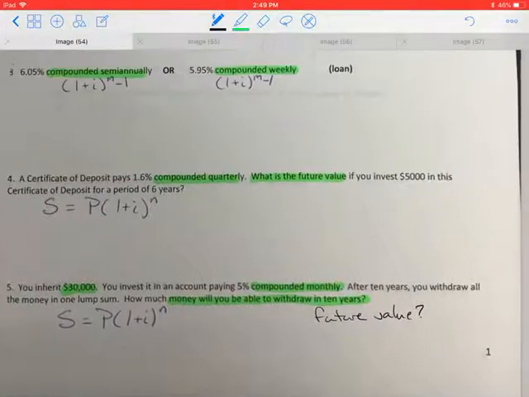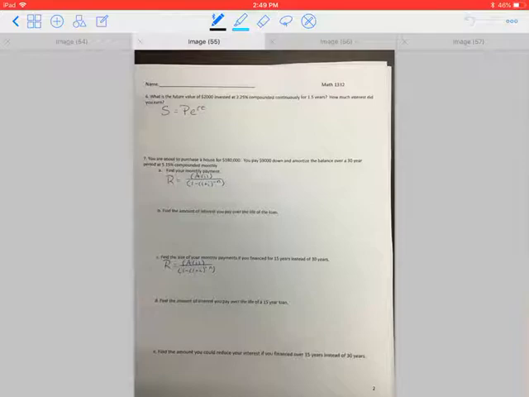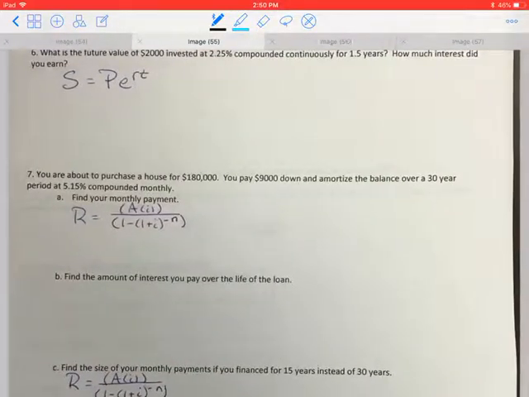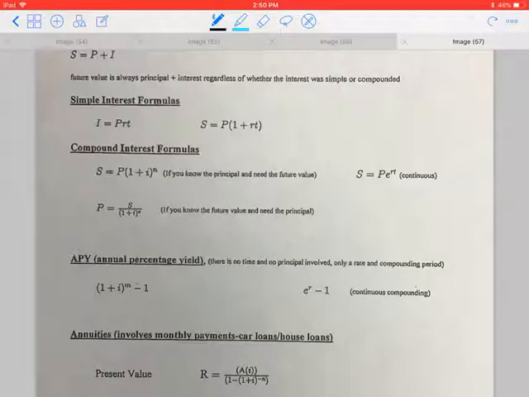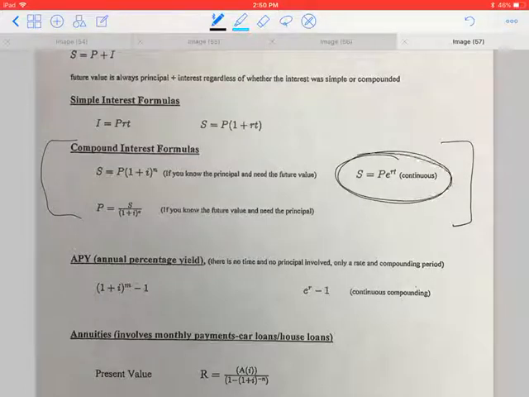All right, so that takes care of the first page. If we move on to the second page, number 6, the key word for this one is compounded continuously. Okay, we're given the principal, right? So this is P, and we know we're compounding continuously. So if we go over to our formula chart, here's compound interest. This is the only one that deals with continuous interest, so that's the one we have to choose.